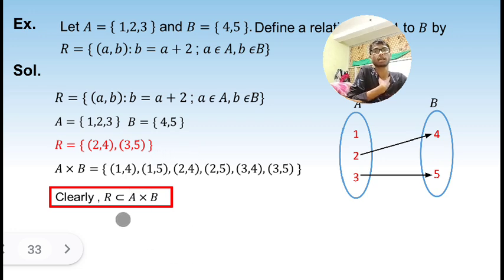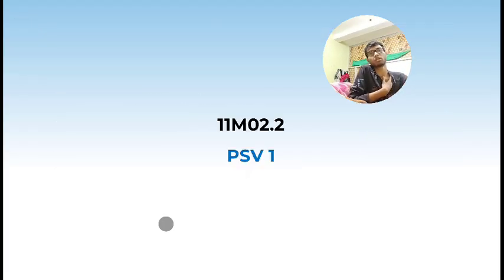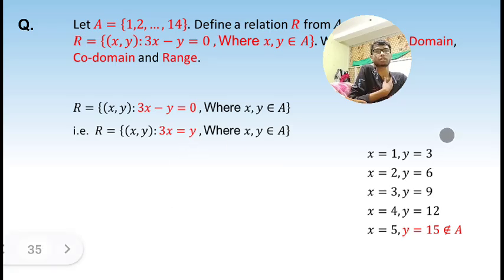So clearly, what is the relation R? It is a subset of A times B. Yes, this is a subset of this. A relation is a subset of the Cartesian product of the sets. Yes, we know that a relation is a subset of the Cartesian product.